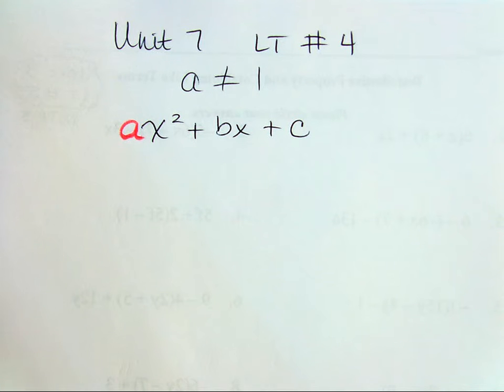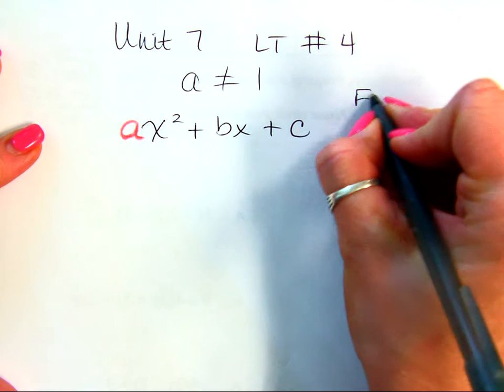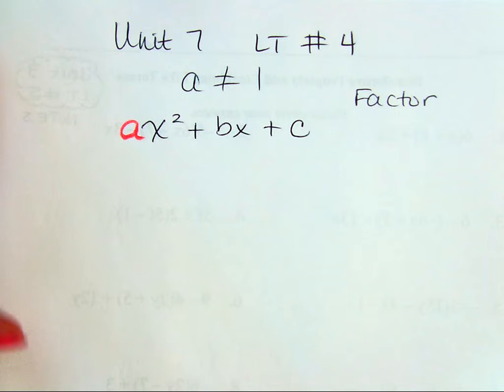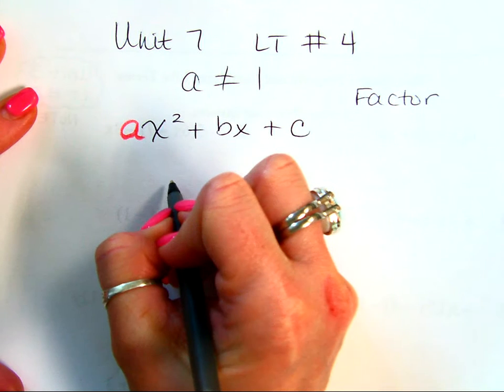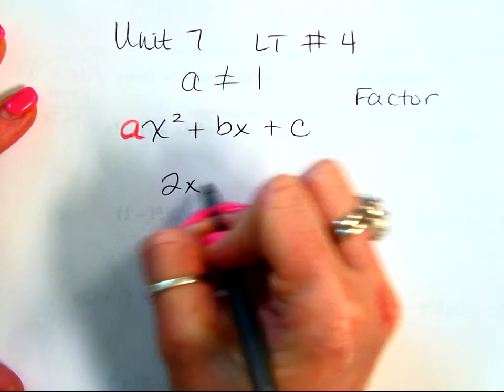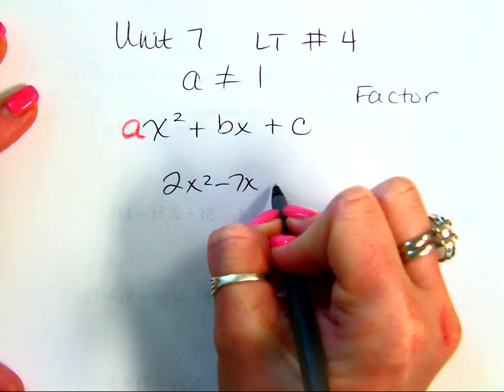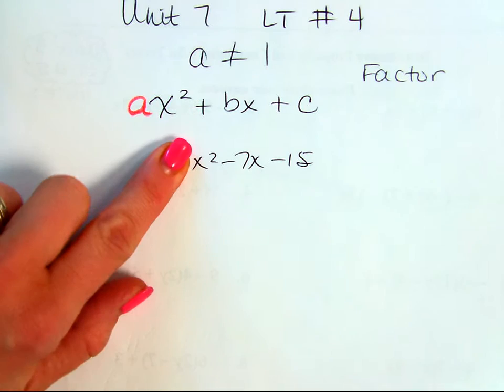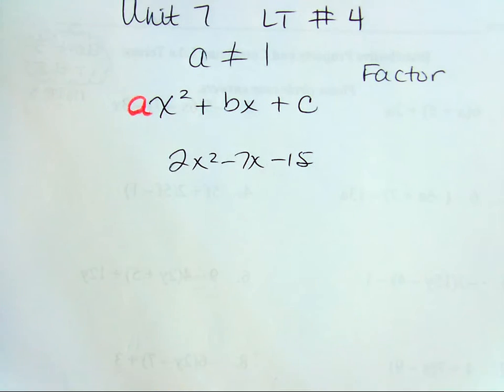So in order for us to factor these problems today, you would think adding one little number, meaning in other words, instead of factoring x squared minus 7x minus 15, 2x squared minus 7x minus 15, that 2 is going to be there and it's a game changer. So let's talk about that.